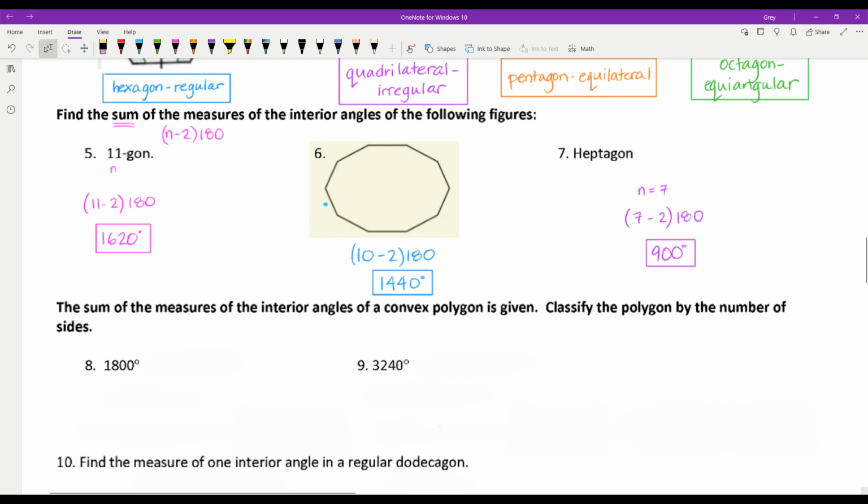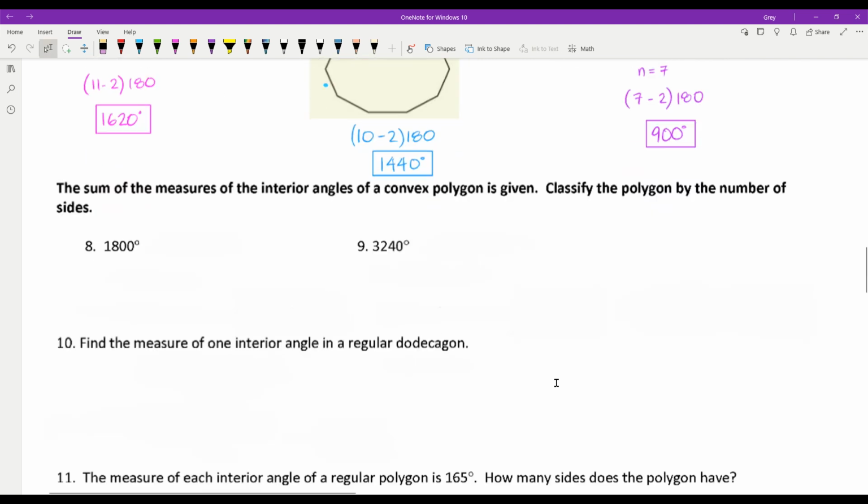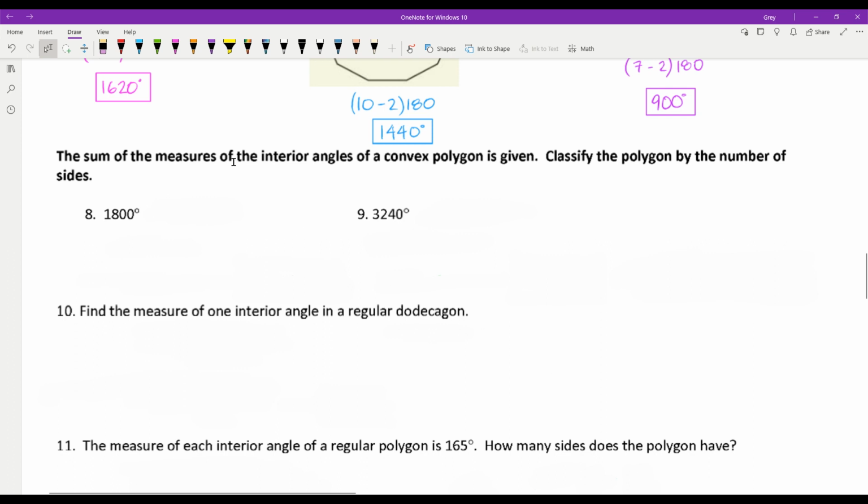All right, look at number 8. The sum of the measures of the interior angles of a convex polygon is given. Classify the polygon by the number of sides. So this is using the same formula we just talked about. 1800 is equal to n minus 2 times 180. So the easiest way to solve that, y'all, is divide both sides by 180. So 10 is equal to n minus 2, and then I'm going to add 2 to both sides and get 12 equal to n. And if I have 12 sides, it's called a dodecagon.